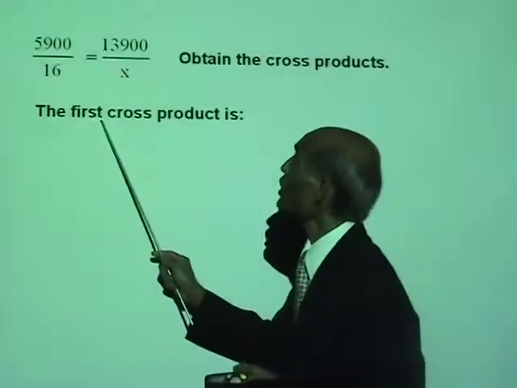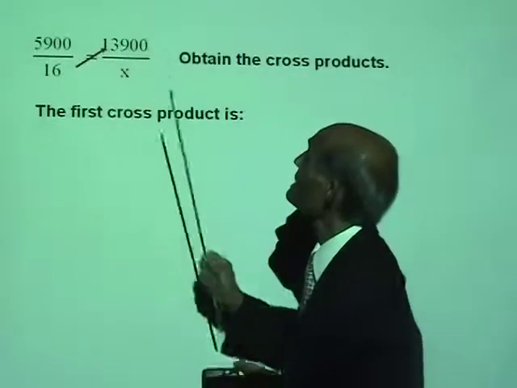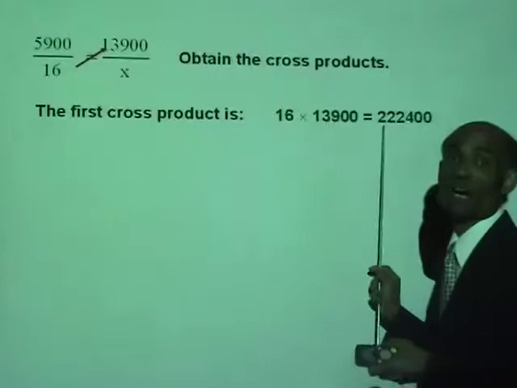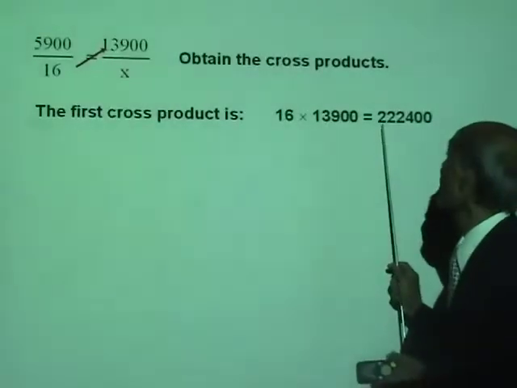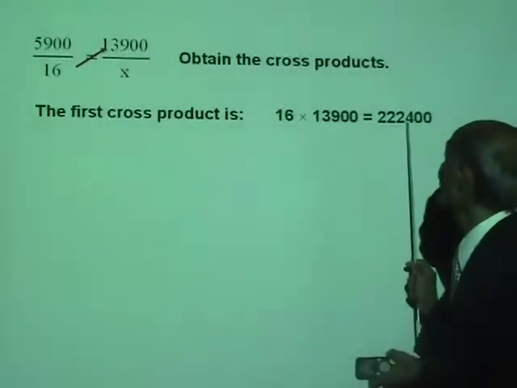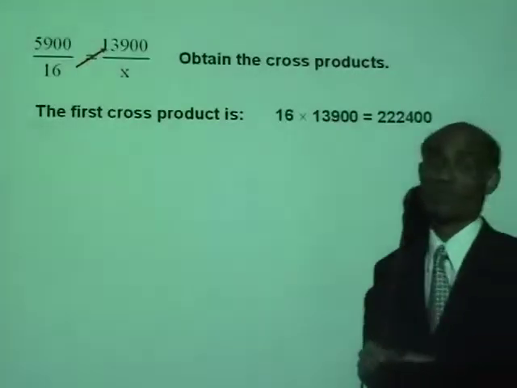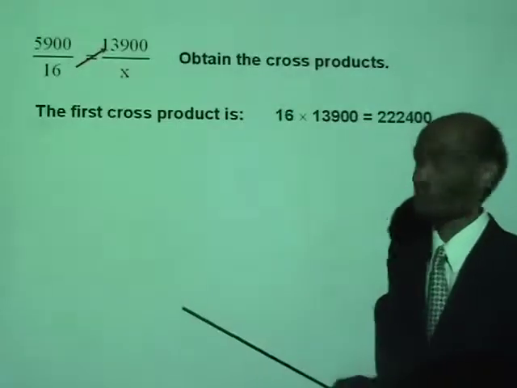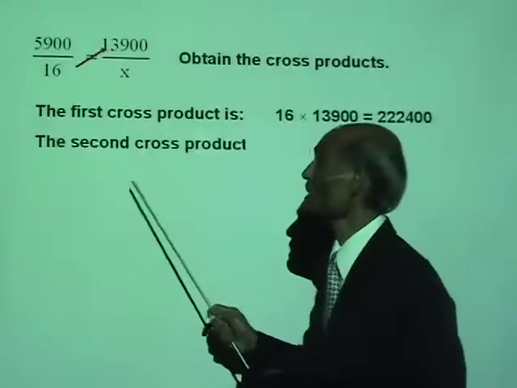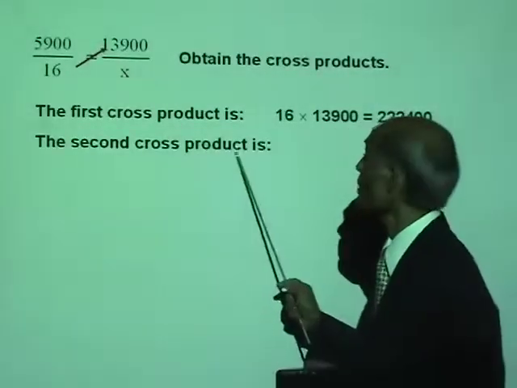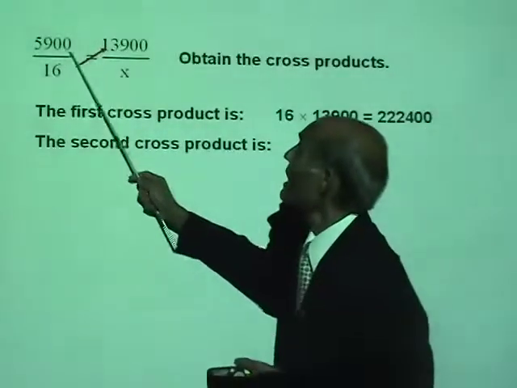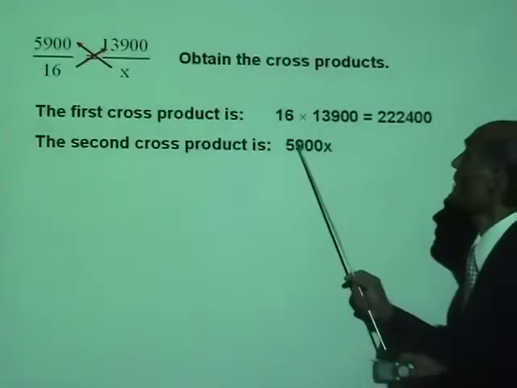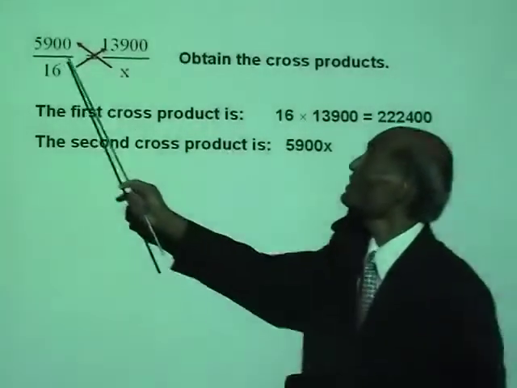Alright, the first cross product is 16 times 13,900, and I multiplied it out. I got it as 222,400. I want you to do that on your own. Don't depend on my figures. Alright, what is the second cross product? The second cross product is x times 5,900. Right, that is 5,900x.